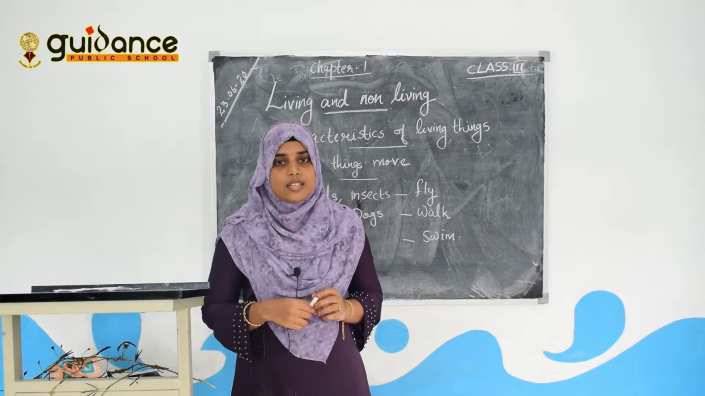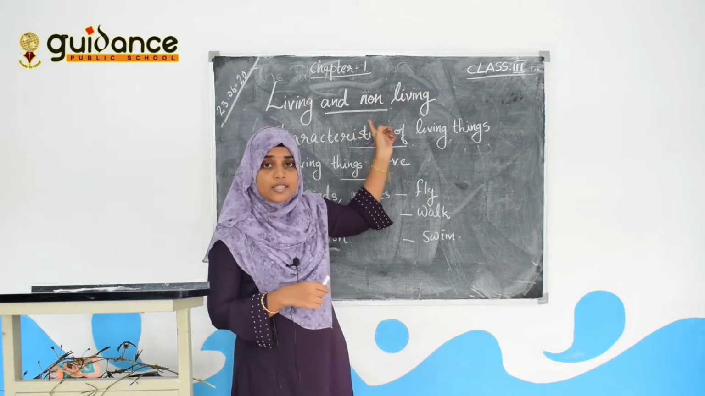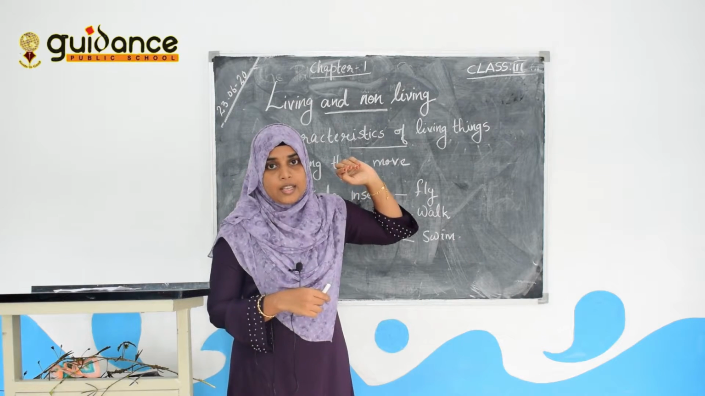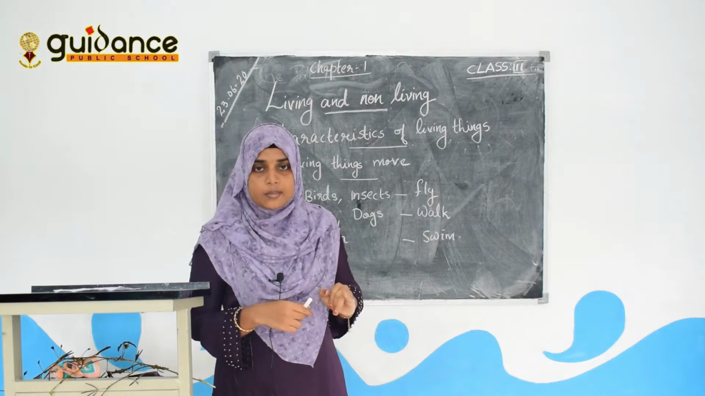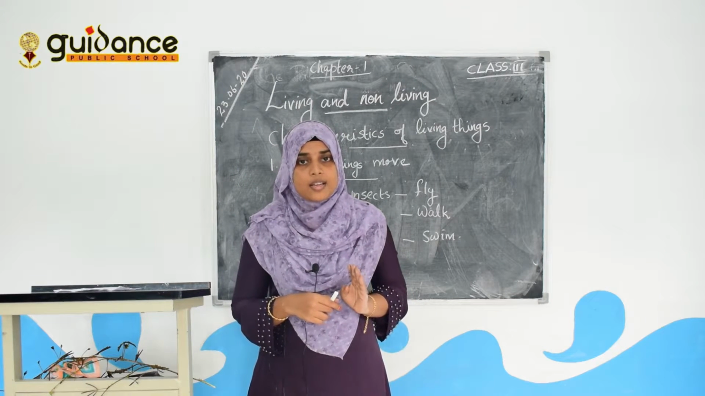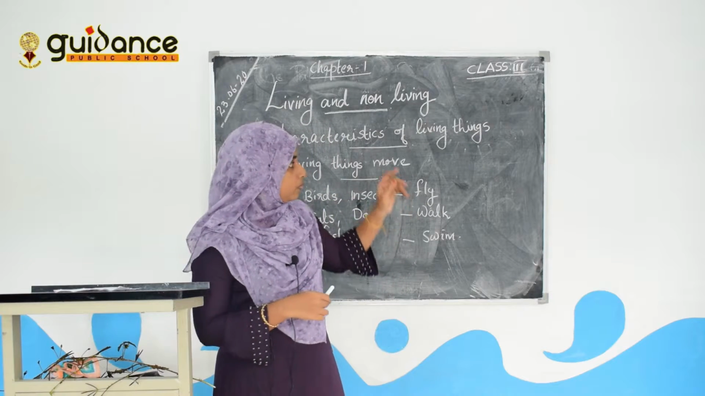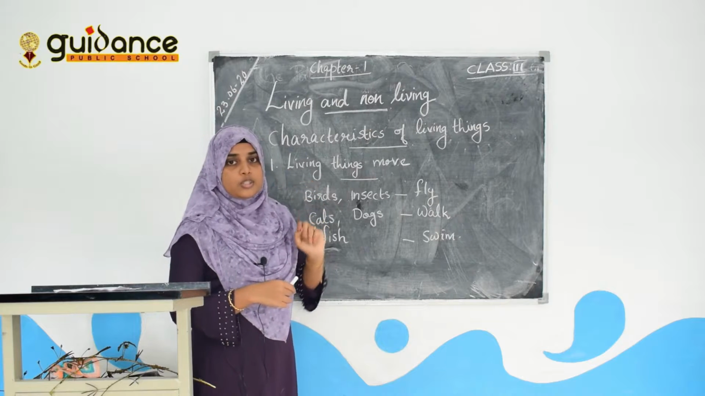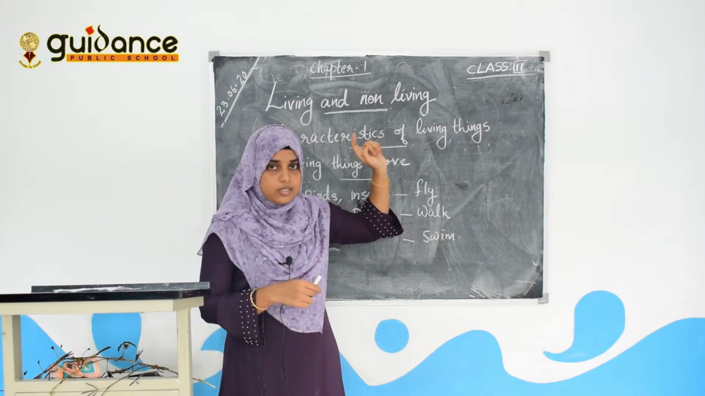Today we are discussing our continuation of the first chapter, that is living and non-living. In the last class we have learned living things, non-living things, human-made things and natural things. Today we are discussing two characteristics of living things.